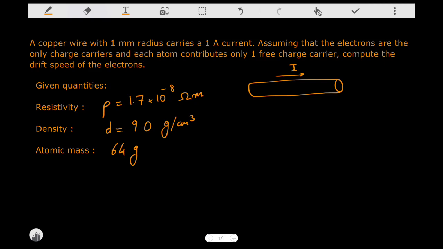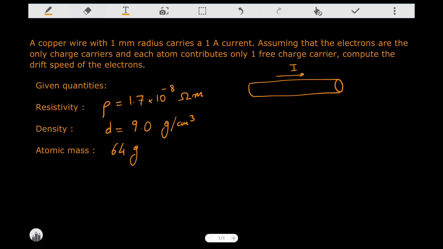As an example, let's compute the typical drift speed of typical wires. For this purpose, I'm going to solve this problem. We have a copper wire with a 1 millimeter radius carrying a 1 ampere current. So these are typical values for the wires that we use in our homes.